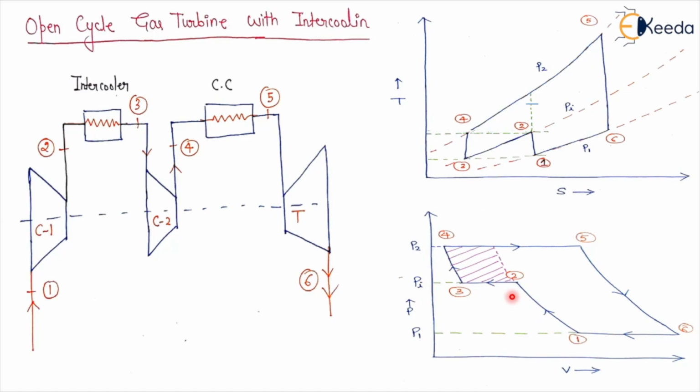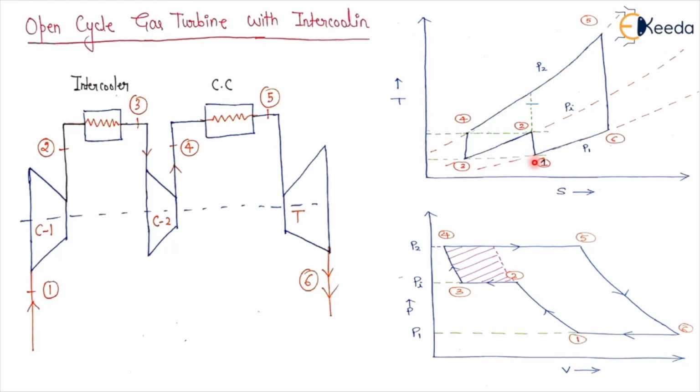Okay. Now let's see what the effects of intercooling on the open cycle gas turbine are. You see here, first, there is no change in turbine output. Suppose the intercooler was not there, then the process would go like this, then this one, then this one. So without the intercooler, the cycle will be like this.